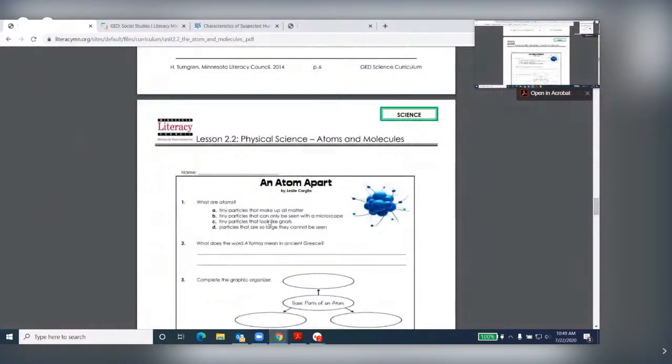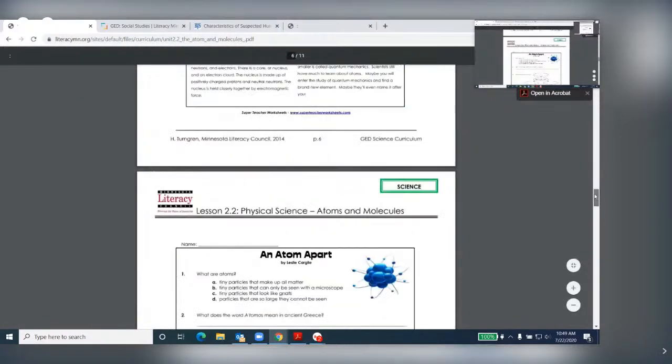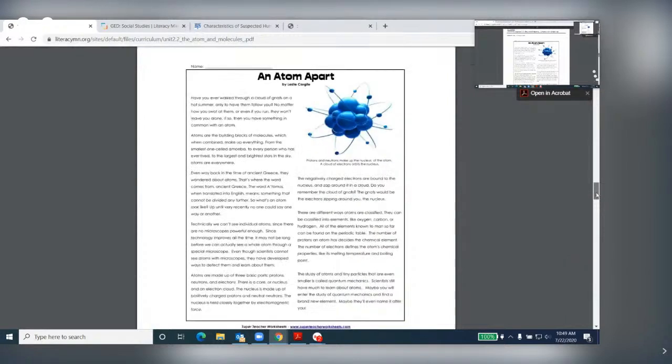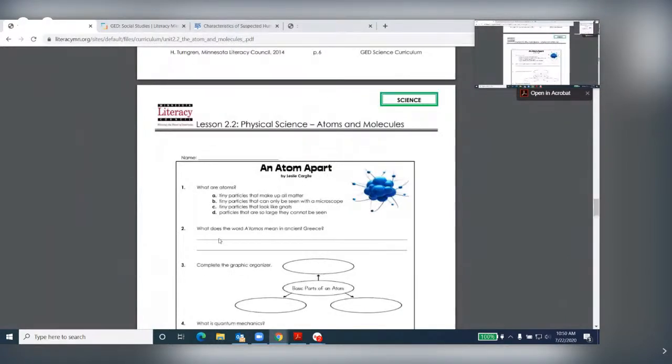So these are the questions. What is an atom? So if we go back up to here, atoms are building blocks of molecules which when combined make up everything. So they're the building blocks of molecules. That's really not in here, but atoms are the tiny particles that make up all matter. Okay, what does the word atomos mean in ancient Greek? That means atoms. Okay, and complete the graphic organizer here.